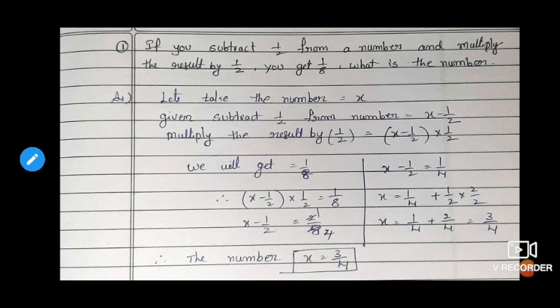First, it is given: subtract 1 by 2 from the number. So subtracting 1 by 2 from the number gives x minus 1 by 2. Next, multiply the result by 1 by 2. After getting the result, x minus 1 by 2, we have to multiply it with 1 by 2. So (x minus 1 by 2) into 1 by 2. Now we get the result as 1 by 8, so we can equate it: (x minus 1 by 2) into 1 by 2 is equal to 1 by 8.